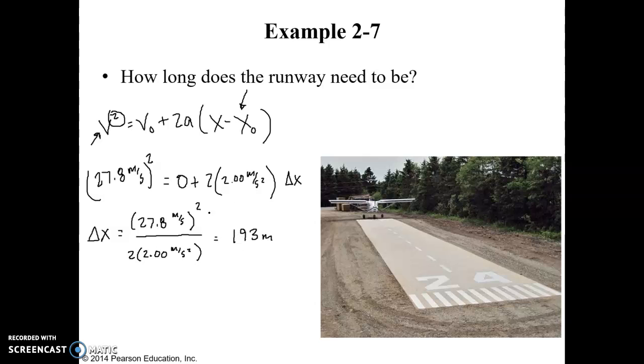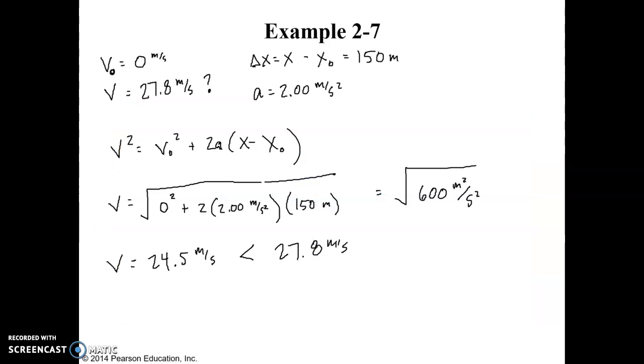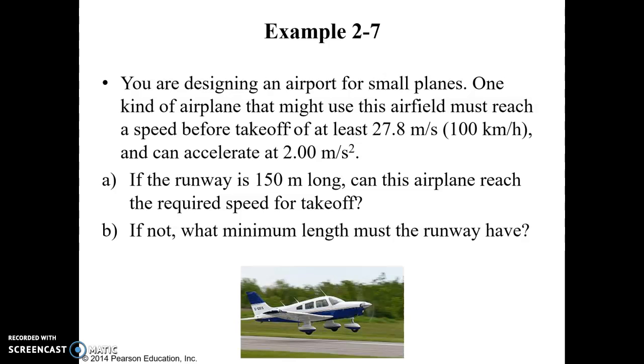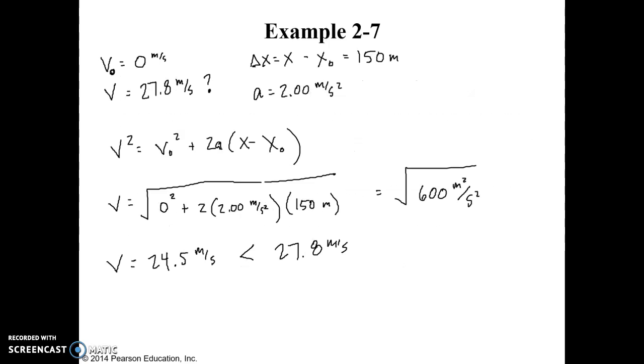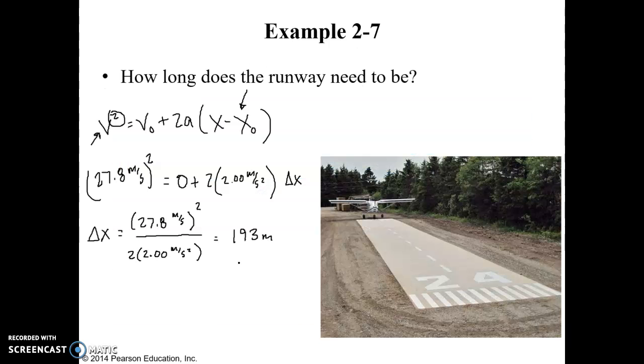Let's take a quick look at our significant figures, as we should do every time. We had 27.8. That's 3 significant figures. Let me go back to the original problem statement to make sure we've got it right. 27.8, 3 significant figures. 2.00 meters per second squared, 3 significant figures. Those are the only terms we're using in that calculation. So 3 significant figures and 3 significant figures, therefore our answer should have 3 significant figures. So 193 meters is how long the runway needs to be.